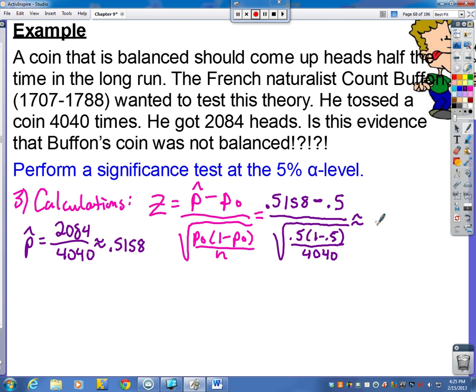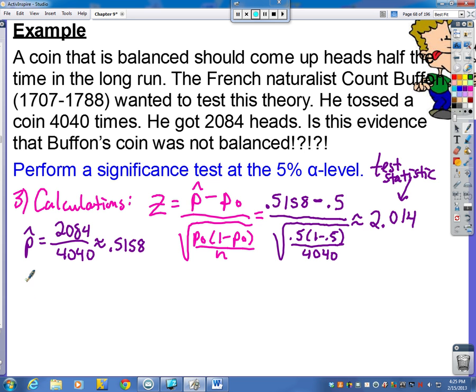Once I put all that into my calculator, I end up with a z-score, 4 significant digits now, 2.014. So this is my z-score. This is my test statistic. And this is what I'm going to use now to help calculate my p-value.